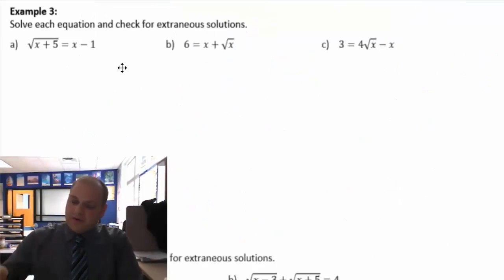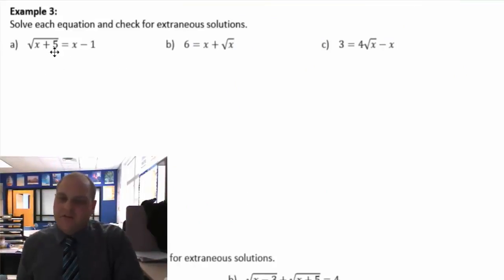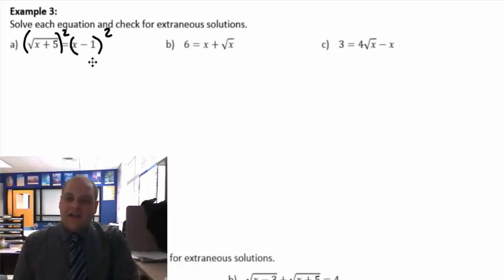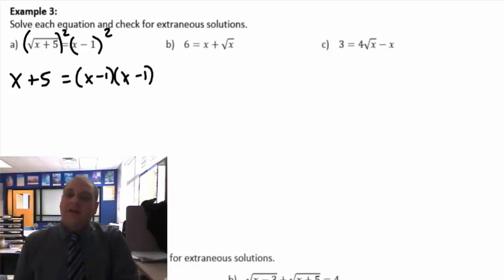All right, these here are just going to get progressively a little trickier. Now, again, we still isolate the radical. We're going to square both sides, but now look what happens. When you square this side, you're going to get a binomial squared. So this one is just x plus 5, like it was on the other examples. But here, it's x minus 1 squared.